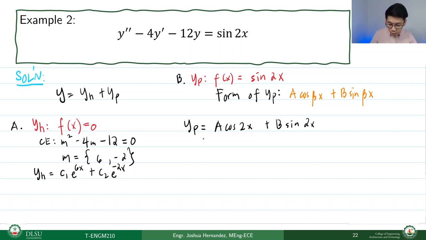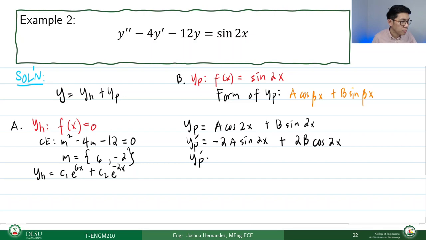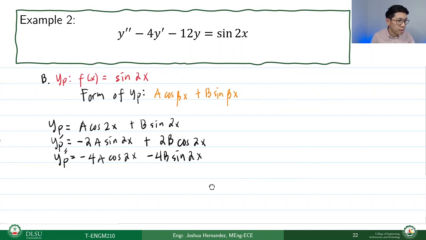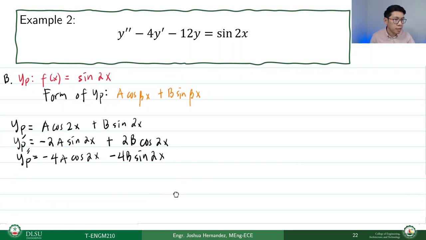Taking the first and second derivatives of yp will give us y sub p prime, which is negative 2a sine 2x plus 2b cosine 2x. All right, and taking another derivative, this will give us negative 4a cosine 2x minus 4b sine 2x. Ayan. So, handa na tayo para i-substitute itong mga values na ito papunta sa ating given differential equation.